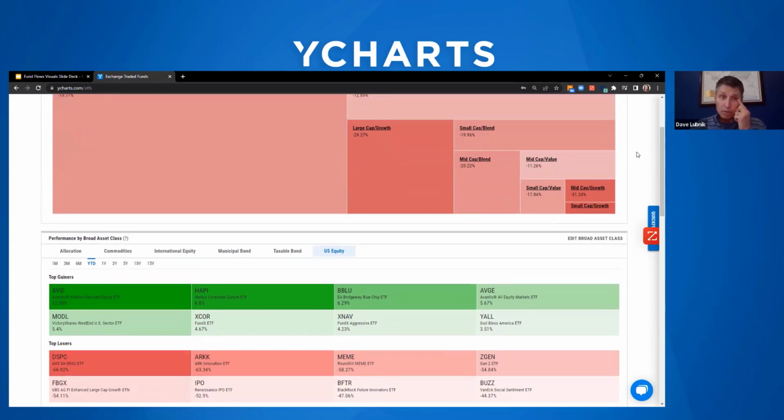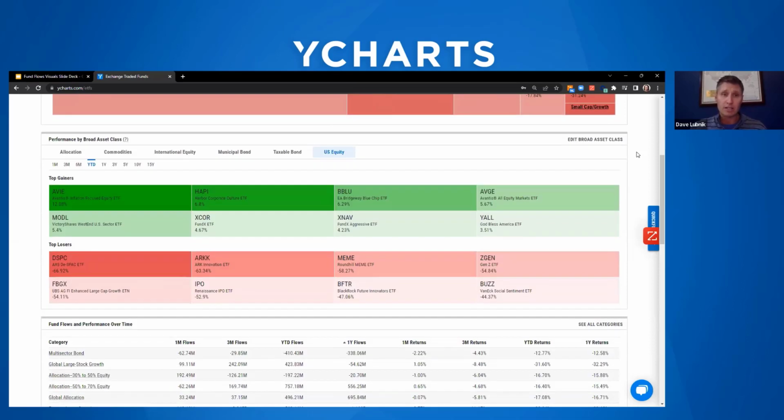Scrolling down below that, we've got the performance by broad asset class, and you can toggle between allocation, commodities, municipal bond, US equity, et cetera. See which ETFs have had the best performance over your chosen time frame or the worst performance there.